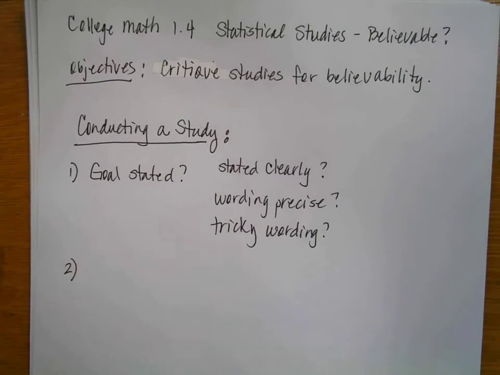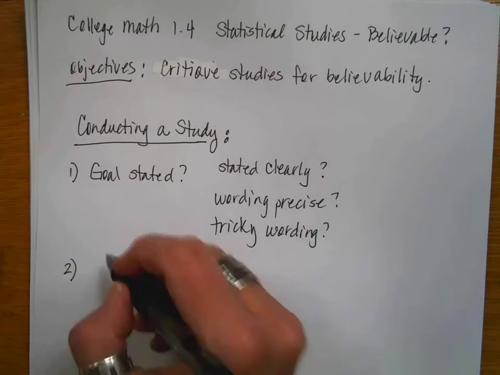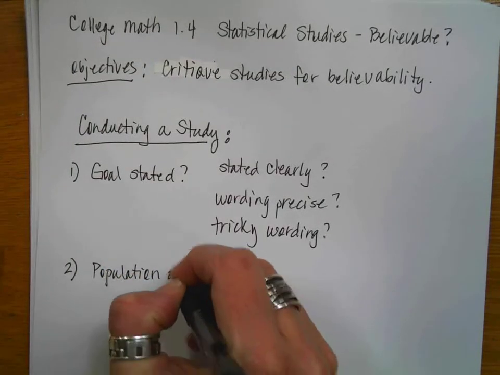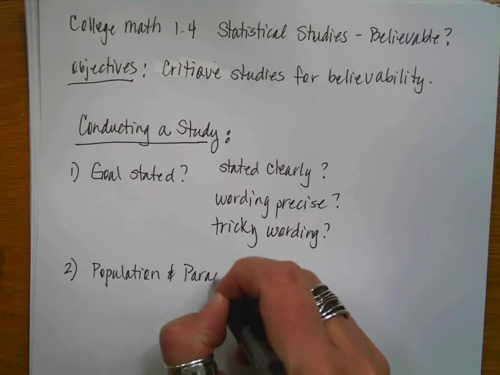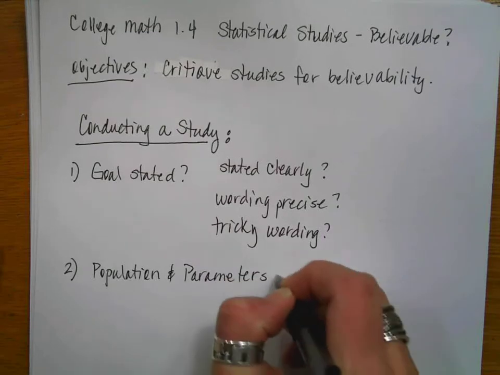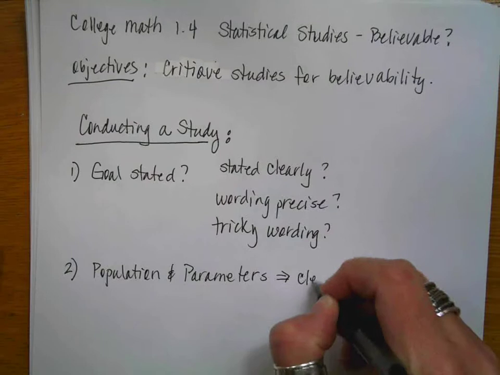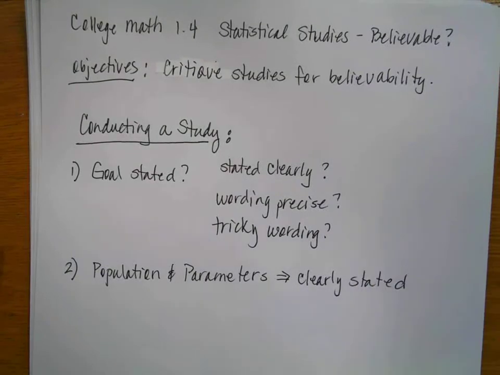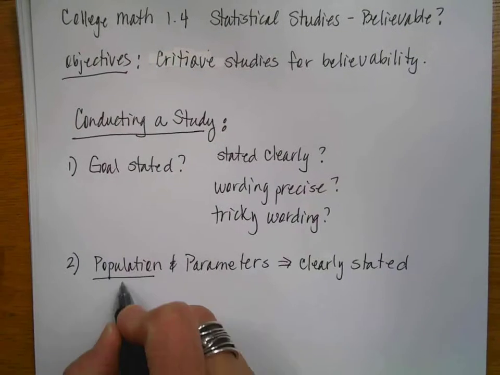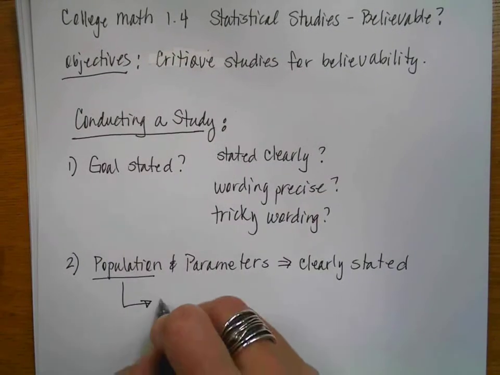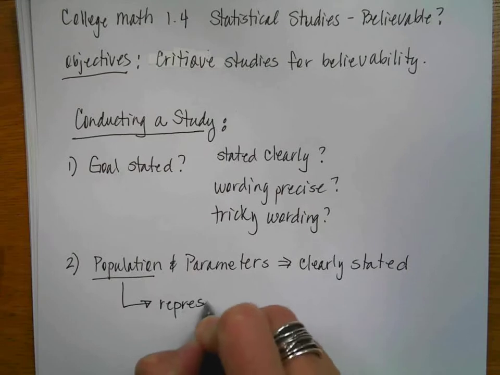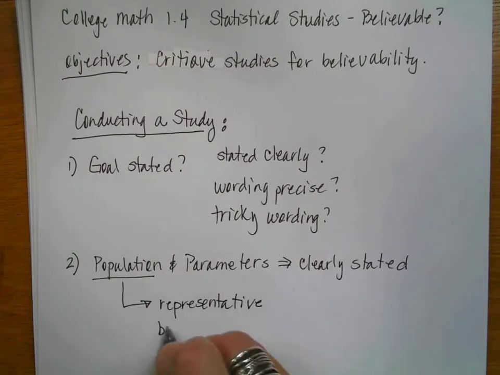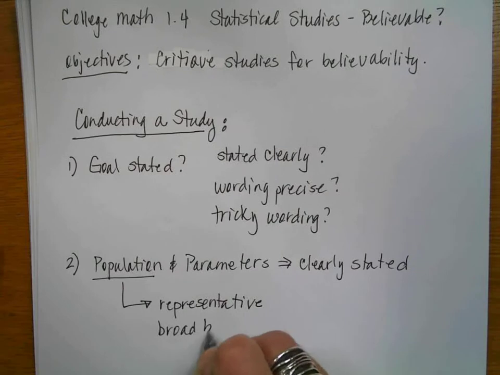The next thing that you want to look at when you're looking at a study is the population and the parameters that they used. Okay? And again, we're looking for things that are clearly stated. And then when we're talking about the population, is the population representative? And then do they have a broad base?